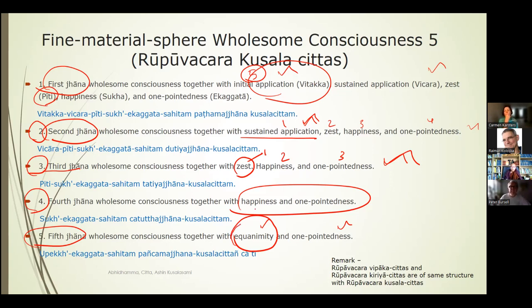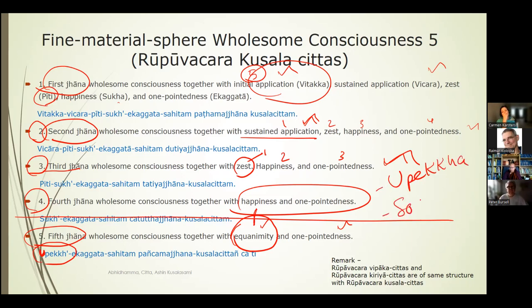Why does this happiness or sukha change to equanimity, in Pali upekha? Upekha, equanimity. So in jhanas one to four, it has happiness or sukha, but in the fifth jhana, the happiness changes to equanimity because, how to say, in the sense sphere consciousness, you may remember upekha and somanasa. Upekha is equanimity and somanasa is joy.